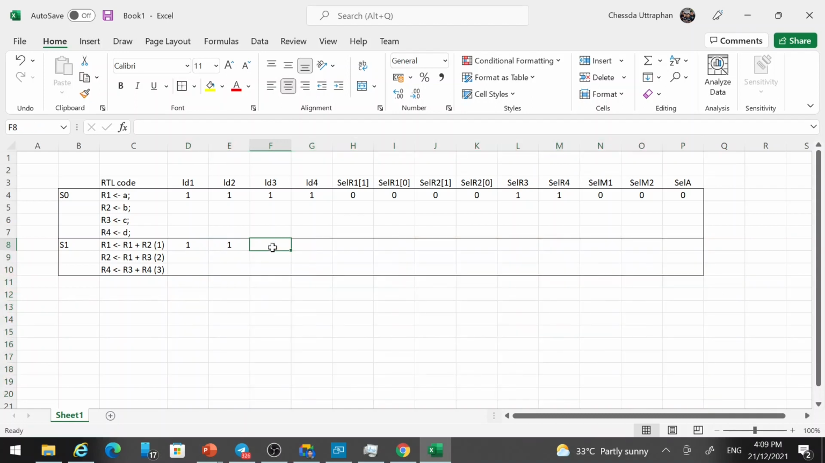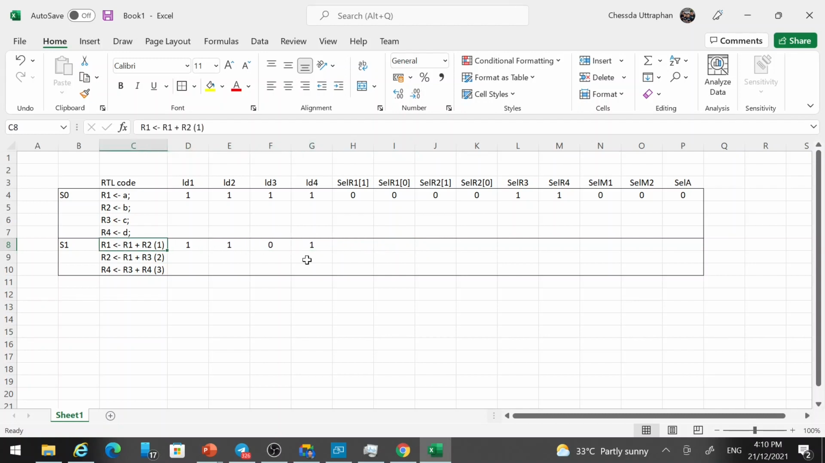LD3, no, we don't want to write to LD3, so make it 0. LD4, we want to write to R4, so make it 1. Okay, now SEL R1. So what is the signal that we need to have here?